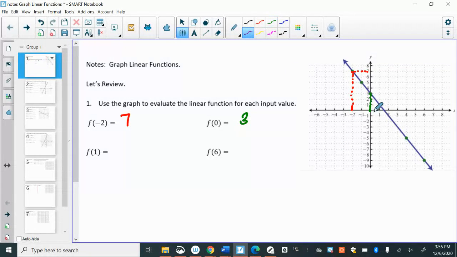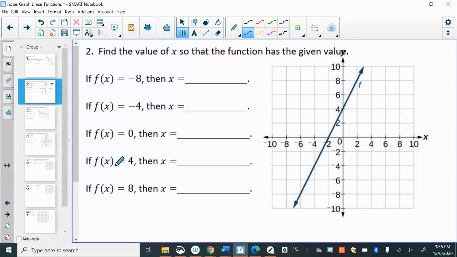F of 1, so here's 1. You go up to where the 1 is, head over to the y-axis, that would be 1. And where the function is 6, sometimes we have to head down to actually hit the graph, and then we go over to the left, and we find out we are at -9. What we're going to do today is go the other way.